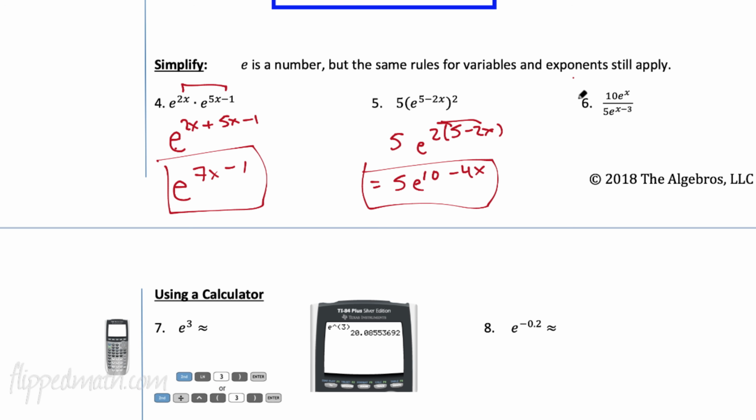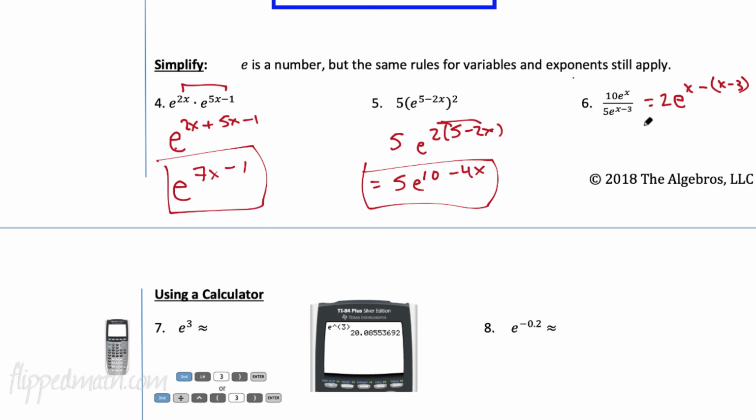All right, last one, number 6. If I'm going to simplify this, the coefficients, we just treat numbers like numbers. As Mr. Bruss says, you treat numbers like numbers. He really says that. So 10 divided by 5, that's just 2. And then we have x. Ooh, I forgot my e. 2e to the x. And then we got to subtract here because we're dividing. So it's minus x minus 3. And make sure you use parentheses around that because you got to subtract the whole thing.